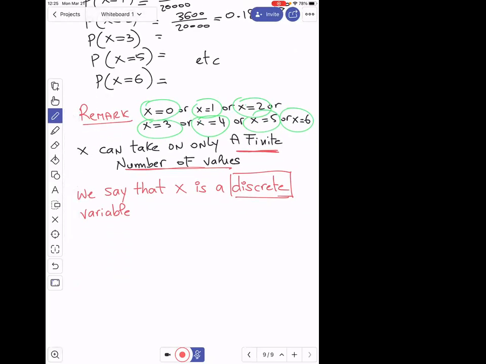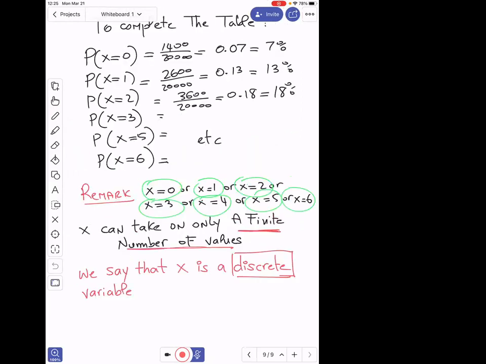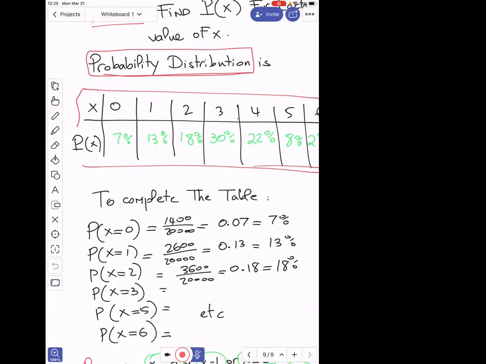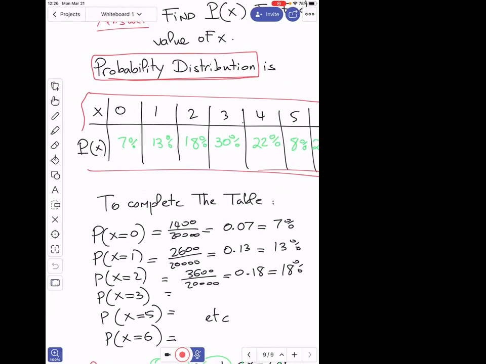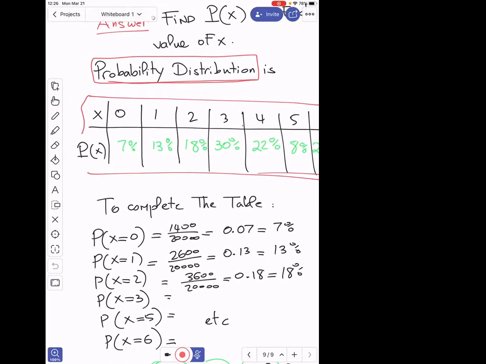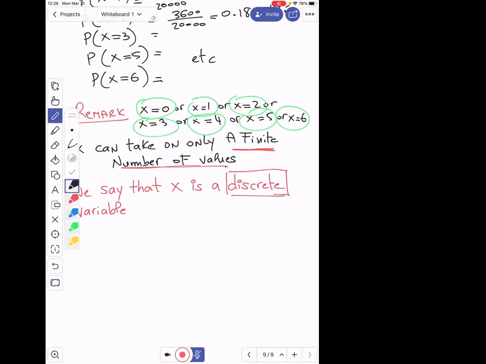So that's this table, which will be the probability distribution of my variable x. And of course, in this case, I can actually graph the histogram of this probability distribution. So next, let's graph the histogram of the probability distribution.